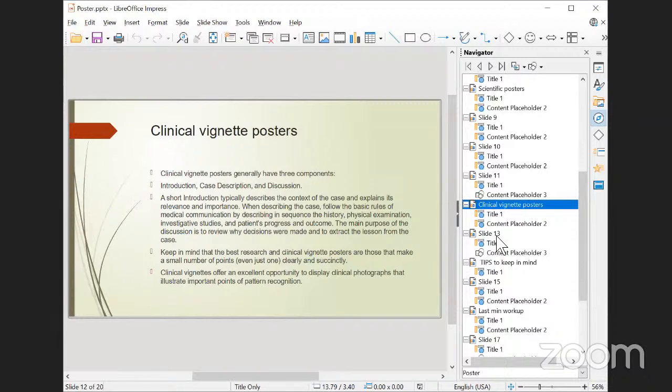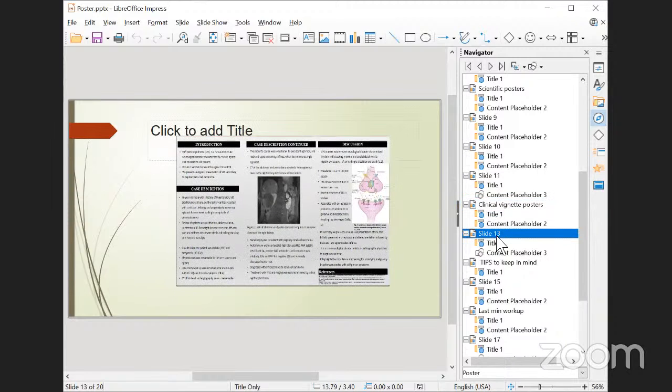Keep in mind that the best research and clinical vignette posters are those that make a small number of points, even just one, clearly and succinctly. Clinical vignettes offer an excellent opportunity to display clinical photographs that illustrate important points of pattern recognition. This is the example of the clinical vignette poster where you can see introduction, the case description, and the images related to it, and the discussion.